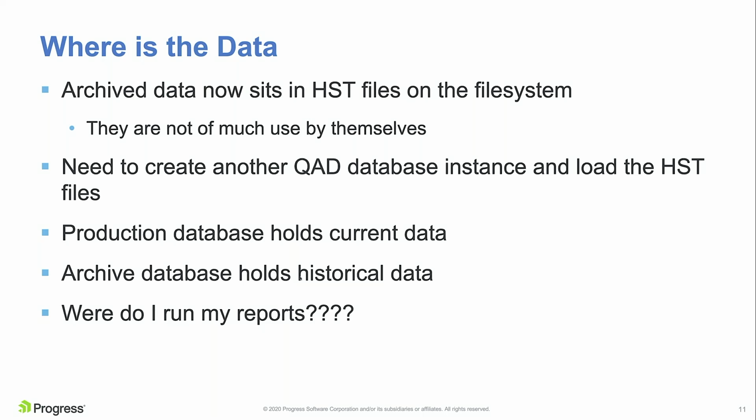Now the big question is, where do you run your reports? What if you need to run a report that crosses the boundary between the two databases? Let's take a scenario where you're archiving anything older than 2 years out of the database. Anything older than 2 years is in the archive database, and everything between 2 years ago and now is in the production database. Let's say you need to run a report that goes back 3 years. How do you do it?